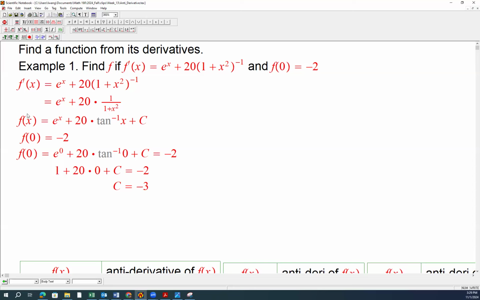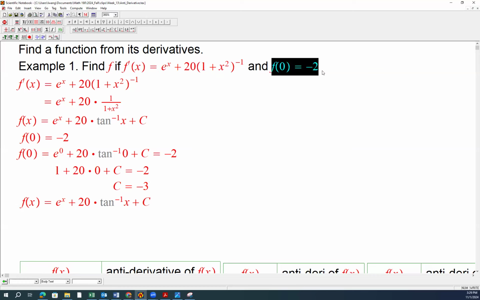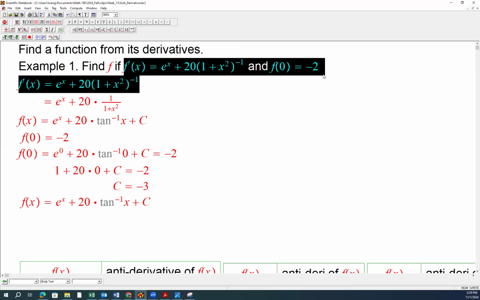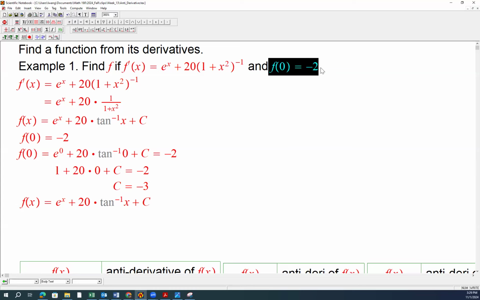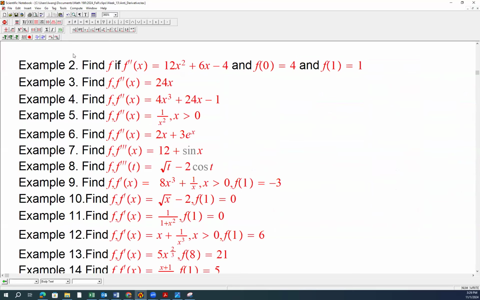So finally, the function we are looking for satisfies both conditions: its derivative equals the given form, and the function's value at 0 equals negative 2. Sometimes we call the latter the initial condition. c is negative 3, so we can just write minus 3. And that's it. That's finished. Now let's look at example number 2.